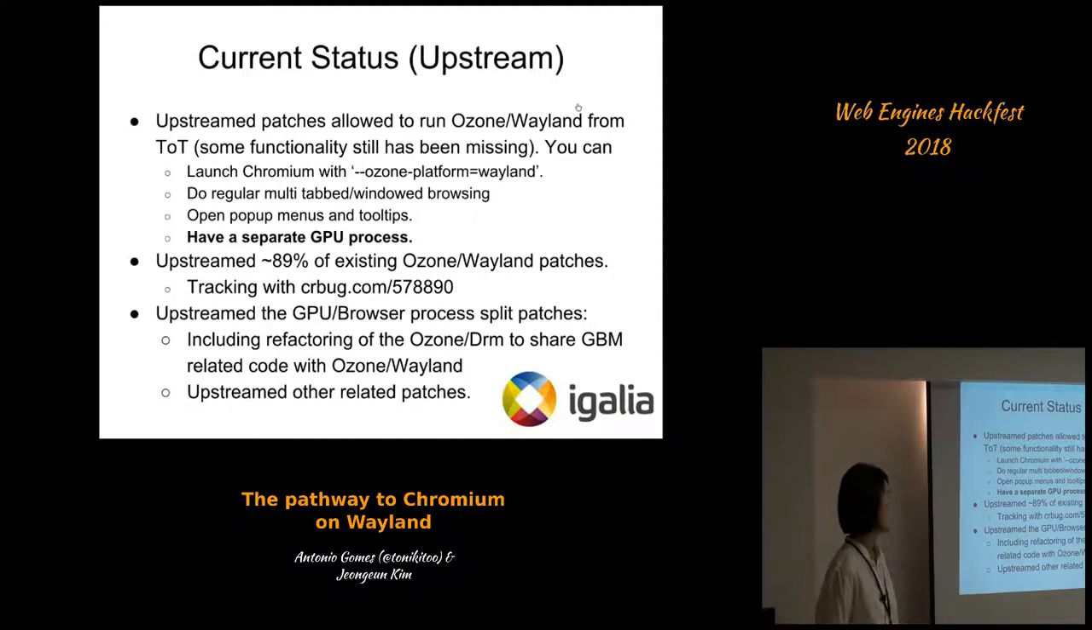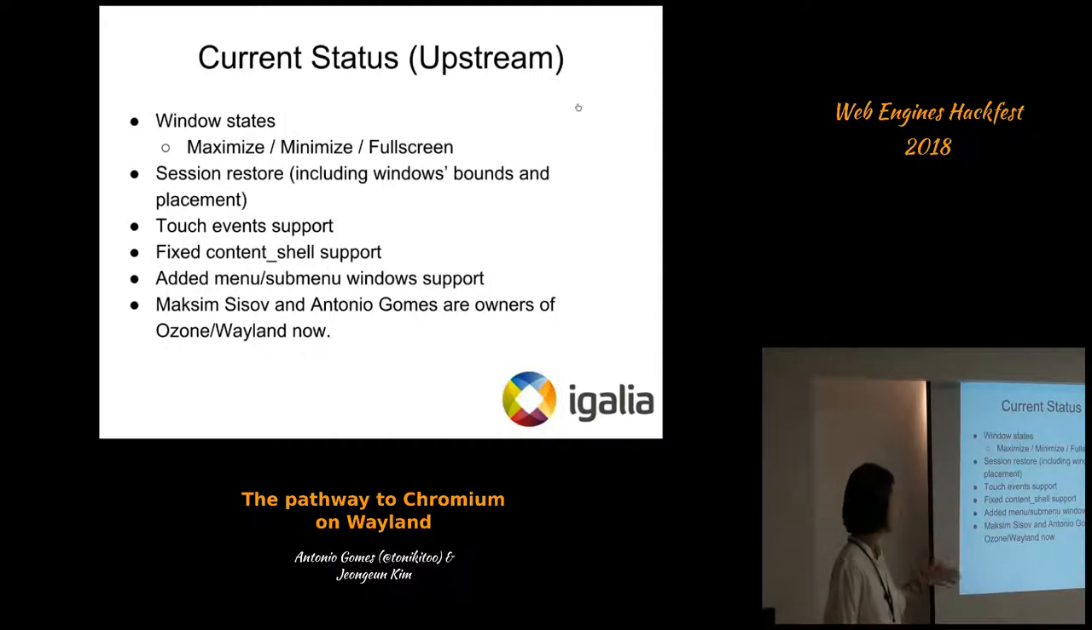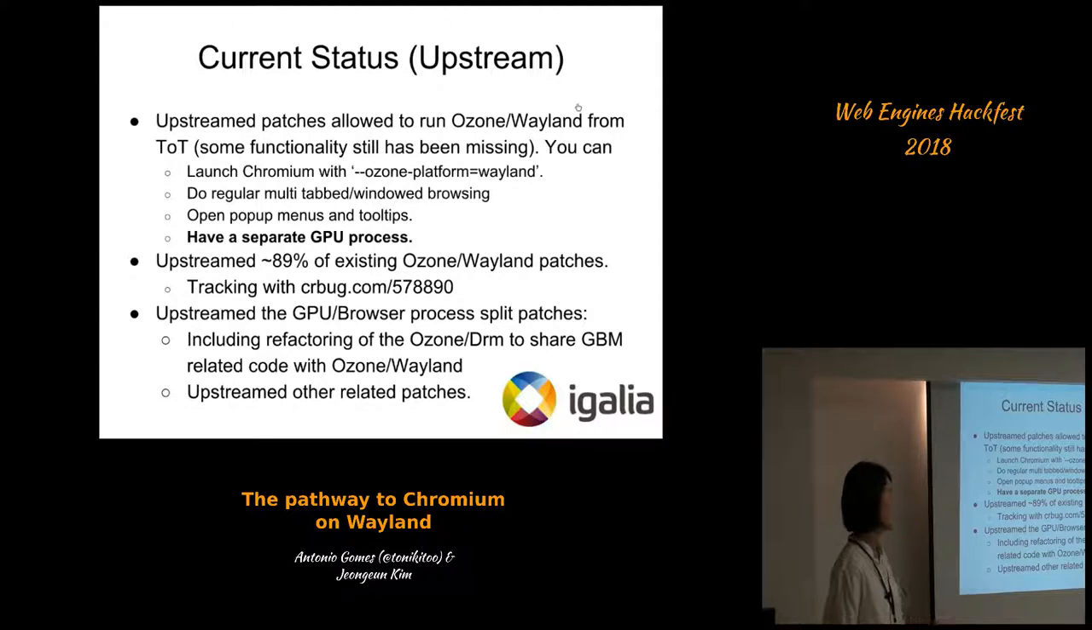And we upstreamed the GPU browser process split patches. We actually needed some refactoring for the Ozone DRM in order to share some code related to GBM, which is used for Chrome OS. And we upstreamed most of our changes related to the GPU browser process. As for the GPU browser process, I will talk later in more detail.